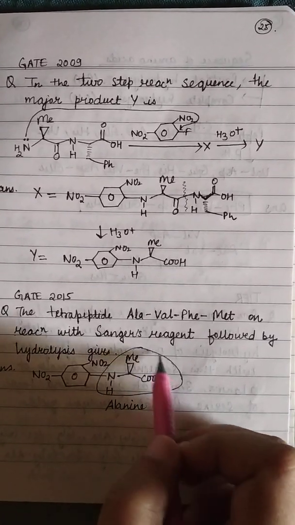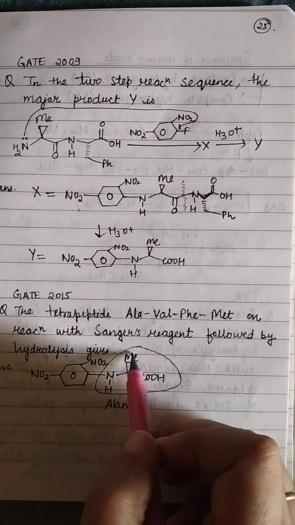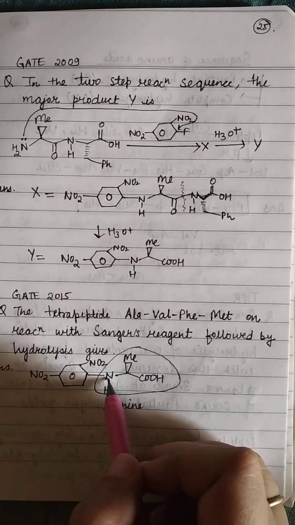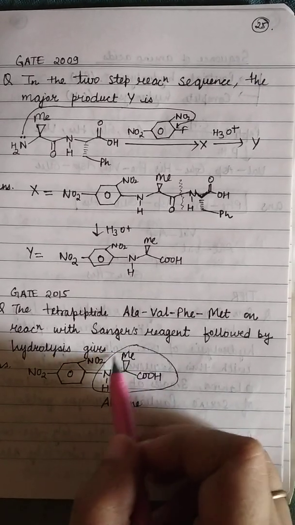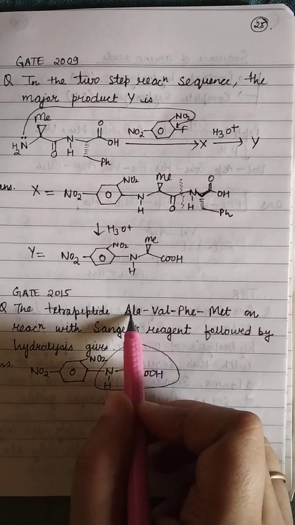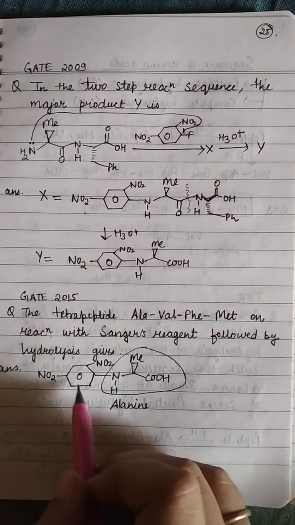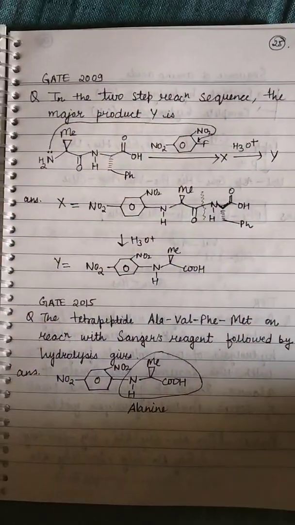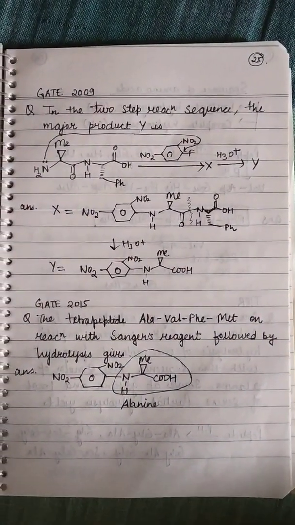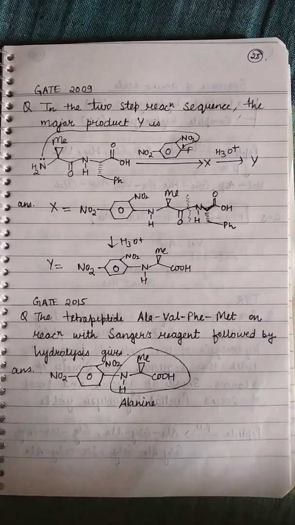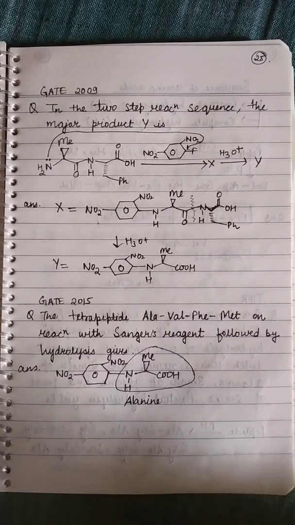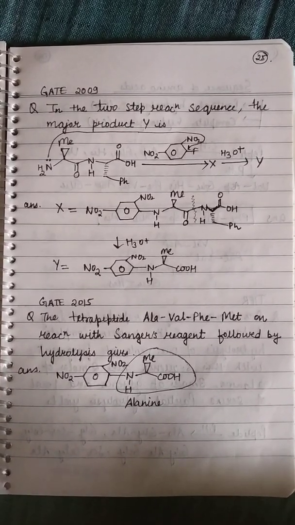And this is the alanine amino acid because the R group is methyl attached to the alpha carbon, and this is amine, this is carboxylic. So this is alanine, the N-terminal amino acid of the tetrapeptide. This is the final product. In this way we can find out what is the N-terminal amino acid, and vice versa. If the N-terminal amino acid is given, then the reaction of Sanger's reagent with it, what will it give as the product. So in this way the questions come.